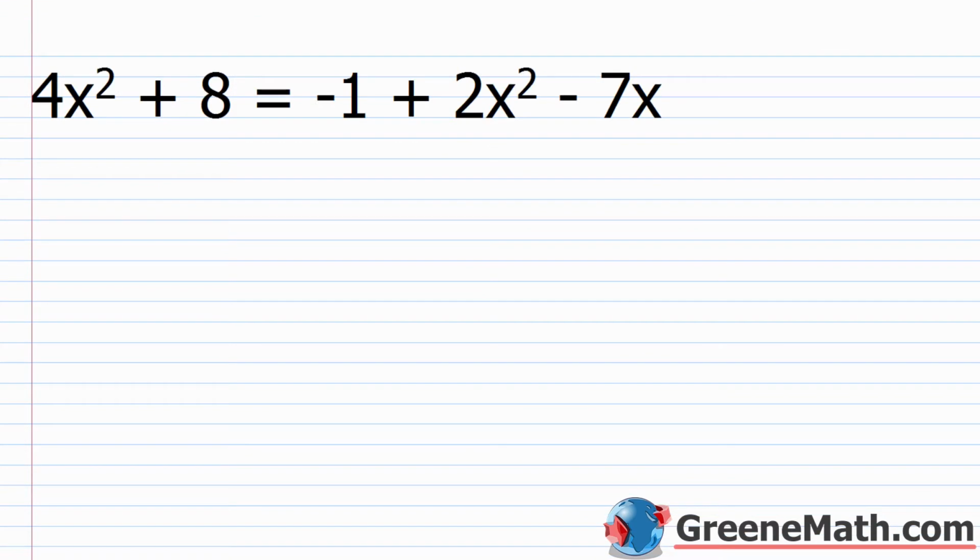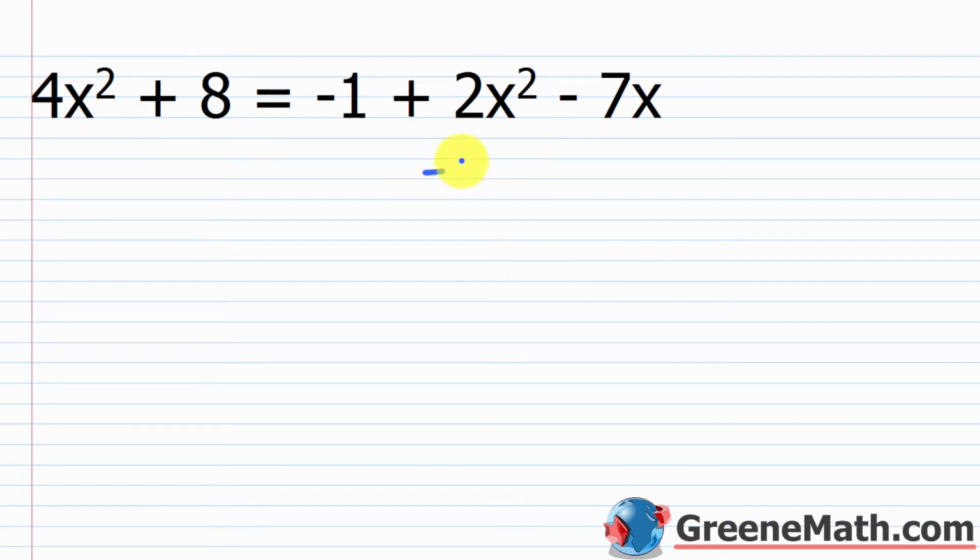All right, let's take a look at another one. So we have 4x squared plus 8 equals negative 1 plus 2x squared minus 7x. Again, if it's a mess like this, go ahead and do the second step first. Clean everything up, put all the variable terms on one side, all the numbers on the other. You can see that you have like terms here and here, on two different sides of the equation, so you've got to clean that up first before you can really do anything.